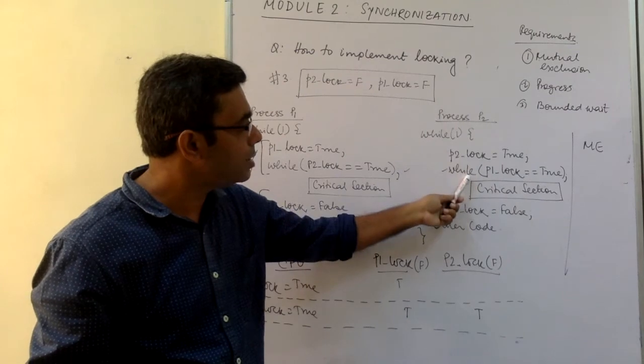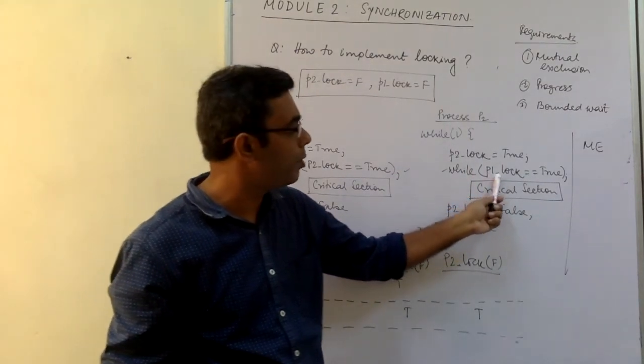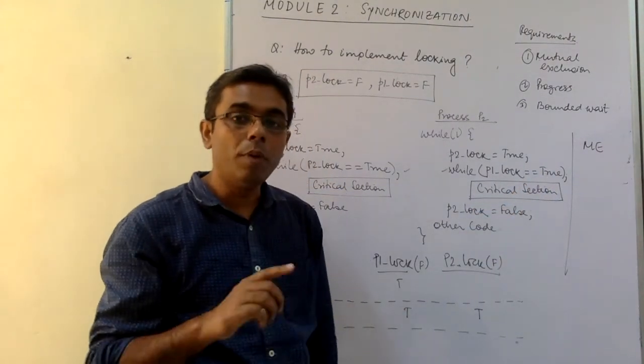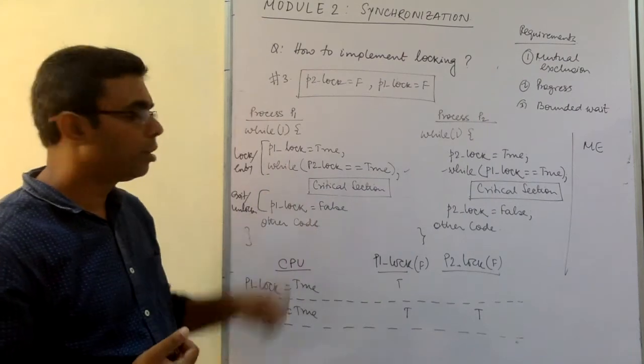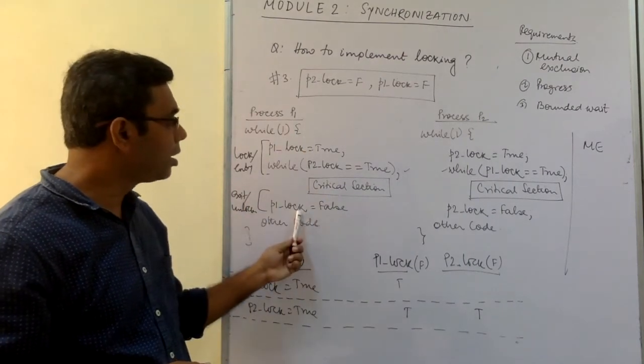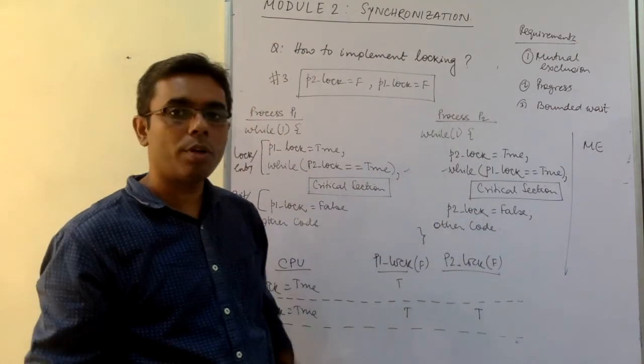Why will P2 be getting stuck here? Because P2 will be executing this line. What is the line it is taking? Whether P1_lock is true. Who will make P1_lock equal to false? It is P1. So until P1 reaches here, P2 cannot progress, and until P2 reaches here, P1 cannot progress.